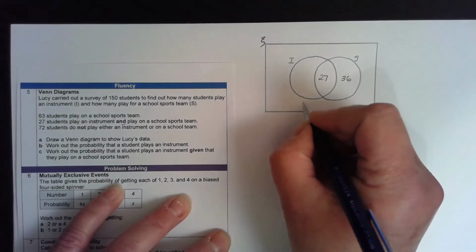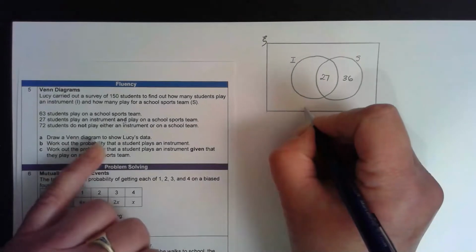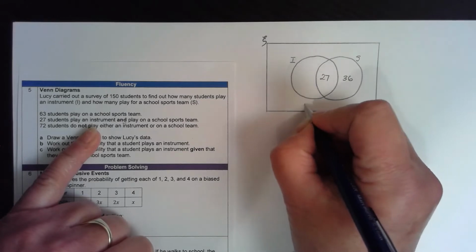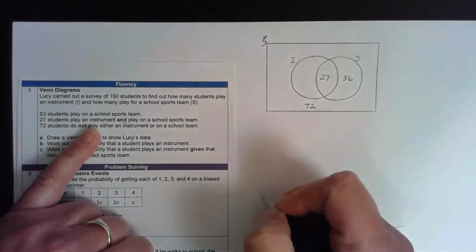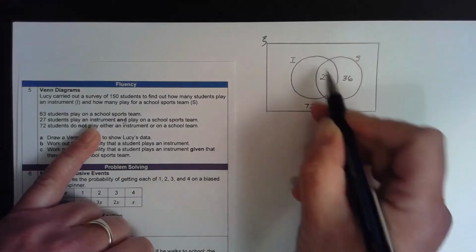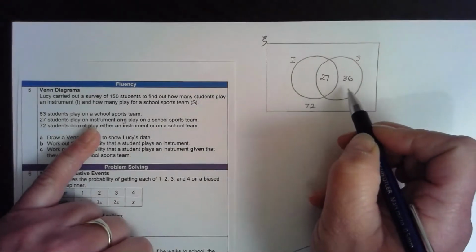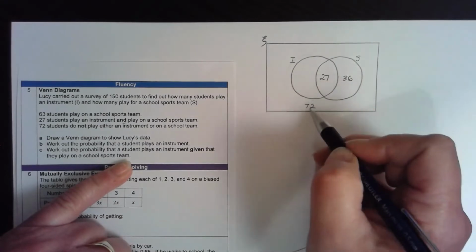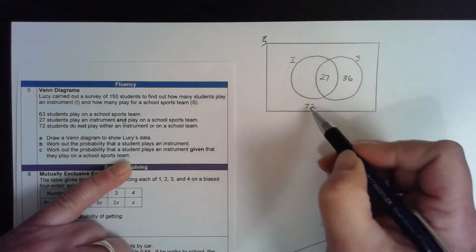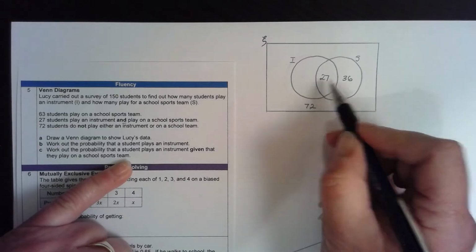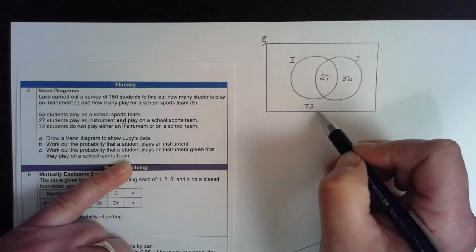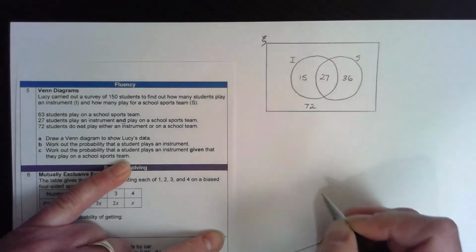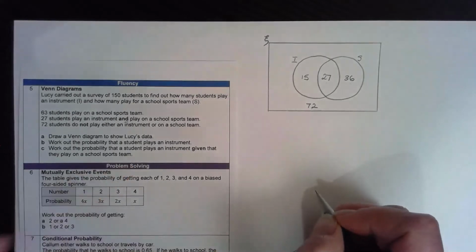We know that 72 don't play either an instrument or in a school sports team, so there are 72 people not inside the Venn diagram, which means we can work out this part because all of these must add up to 150. So 150 subtract 27 subtract 36 subtract 72 is 15. So there must be 15 people in there. And there is my completed Venn diagram.